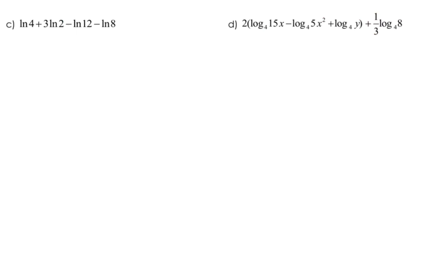Alright, on C, notice that I have 4 different parts to this, so it might be a little bit more involved. Always make sure they have the same base. They're all natural logs, so they all have a base of e. And then look in front of the logs, look before them. This second log has a 3, so I'm going to make that become an exponent, and I'm going to rewrite this. Natural log of 4 plus the natural log of 2 cubed, minus the natural log of 12 minus the natural log of 8.